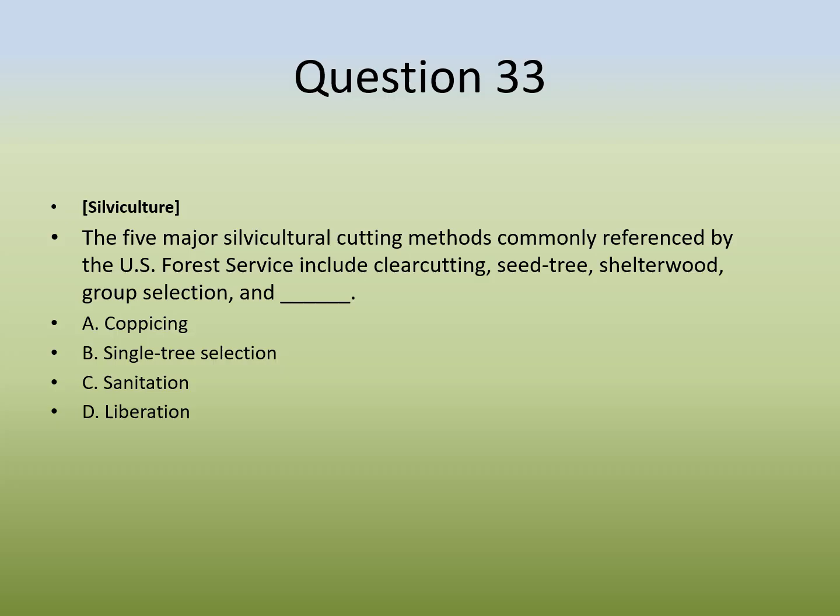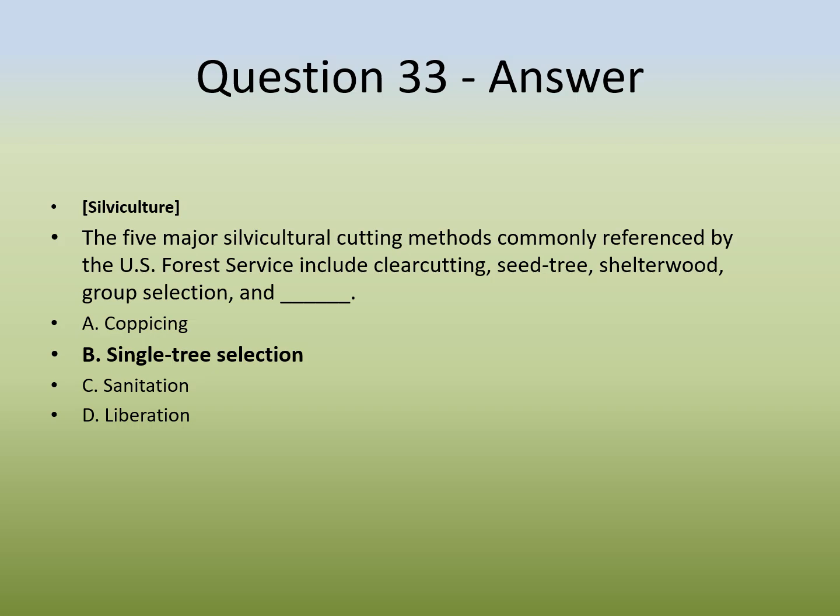Question 33. The 5 major silvicultural cutting methods commonly referenced by the U.S. Forest Service include clear cutting, seed tree, shelterwood, group selection, and blank. Is it A, coppicing, B, single tree selection, C, sanitation, or D, liberation? The answer is B, single tree selection.